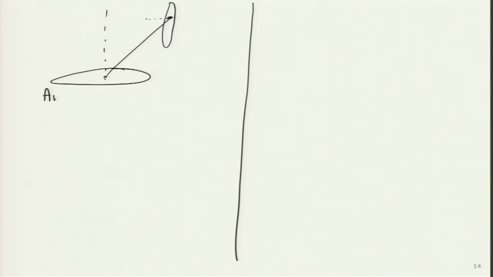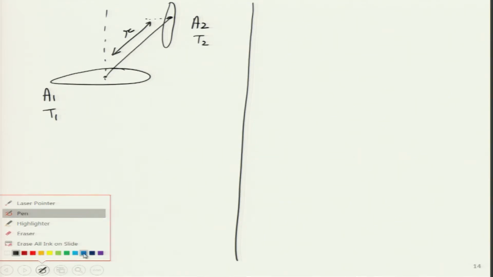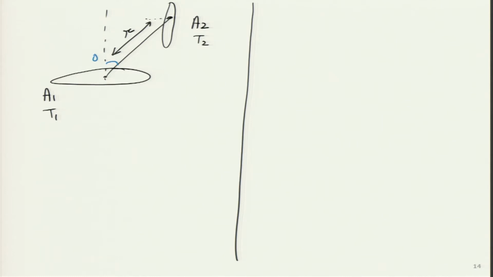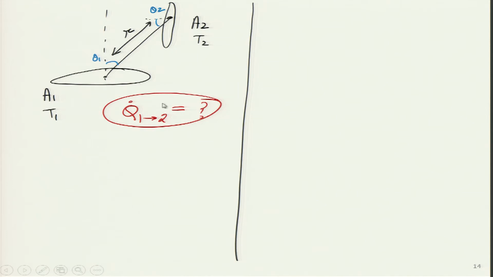So, if I know the area of these two discs, I know the temperatures of these two discs, and I know the distance which separates them along with the angles associated over here, if I know theta 1 and theta 2, then the question is: what is the net rate of heat transfer taking place between surface 1 and 2? And this we can analyze in various ways. This is just one example that I can take.